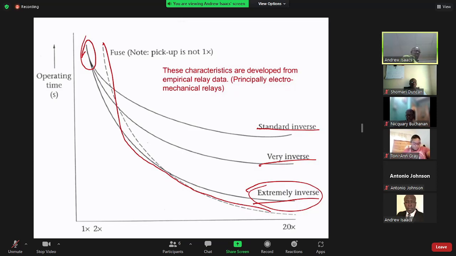So let's just recap what we said so far. One, the overcurrent relays, you have them as instantaneous, you have definite time, and you have inverse relays. Inverse relays, we refer to them as IDMT, that's your inverse definite minimum time. And for your inverse relays, the characteristics we just mentioned are very inverse, standard inverse, and extremely inverse. All right? Any questions so far? Any comments? Anything you want me to clarify before I go any further? No? All right.